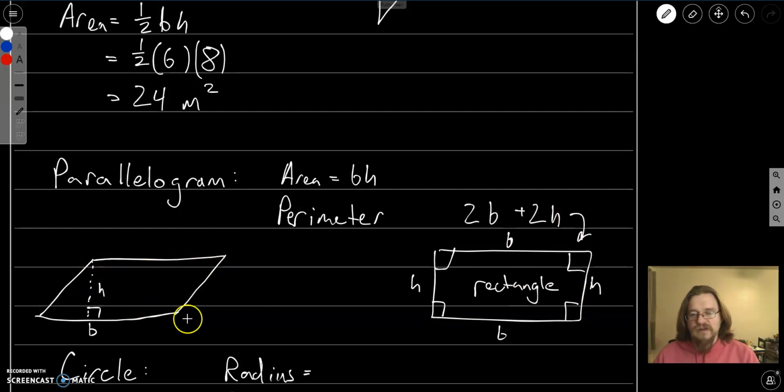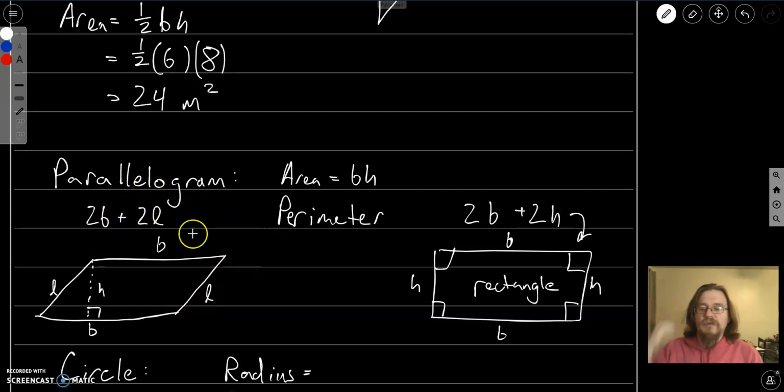For any other parallelogram, again, these guys are going to be the same length. But what about the sides? Well, we just have to be told what they are. So again, this length is B, this length is B. If this is L and this is L, then the perimeter is going to be 2B, because I've got two side lengths that are B long, plus 2L, because I've got two sides that are L long. And that's all there really is to it.